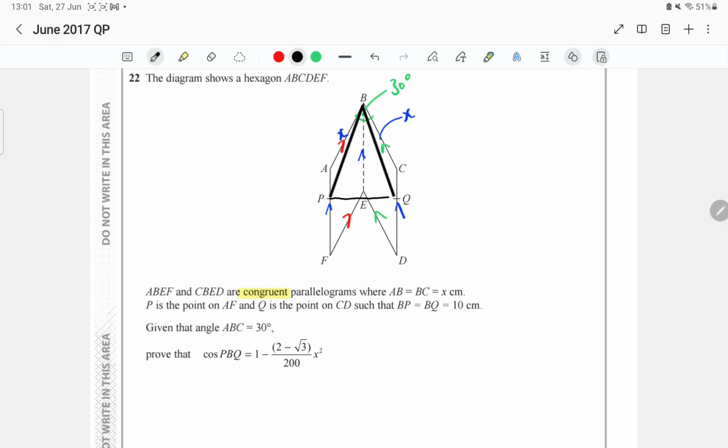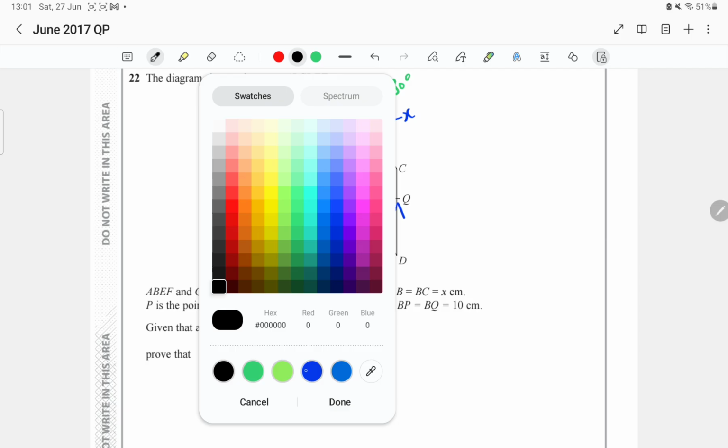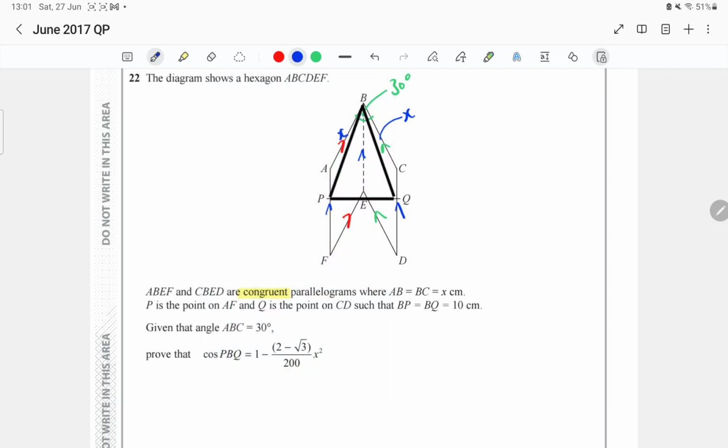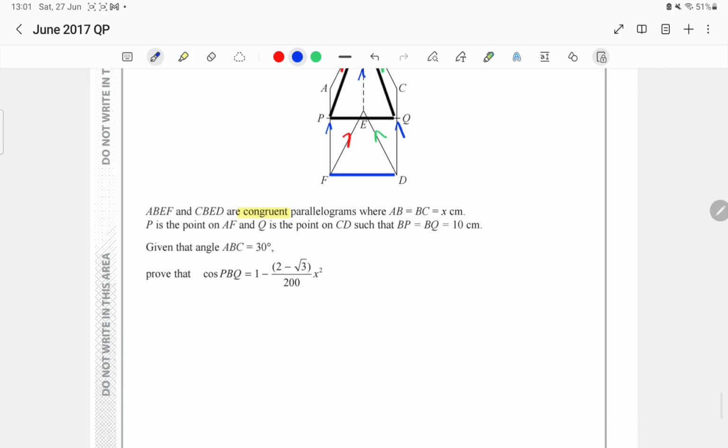It's a triangle, so we connect P and Q together. Okay, we can also draw a triangle FED. And triangle FED is going to be the same as triangle ABC. So angle FED equals angle ABC equals 30 degrees.